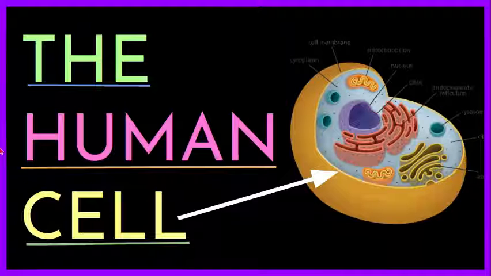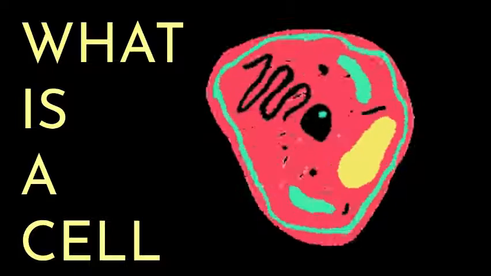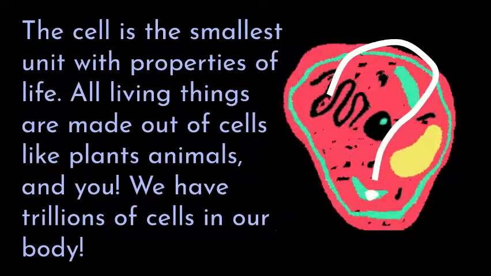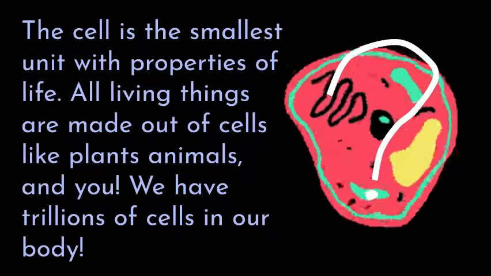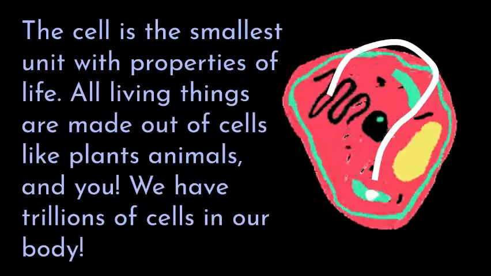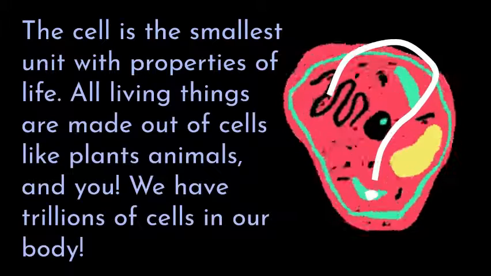So let's get straight into this video. What is a cell? The cell is the smallest unit with properties of life. All living things are made out of cells, like plants, animals, and you. We have trillions of cells in our body.